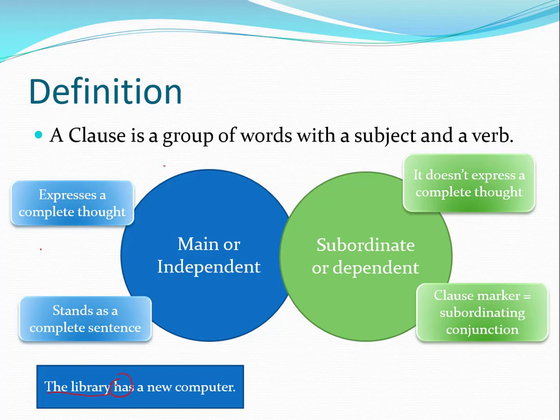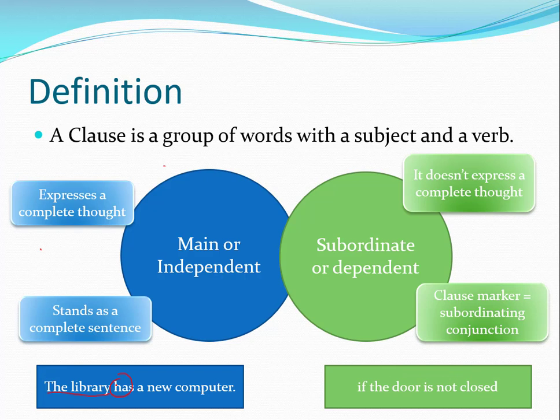All right. The other example is: if the door is not closed. If the door is not closed, well, right after you read it, it feels like it's missing something, right? It does give you that feeling. It's missing a complement, and most of the time, as we're going to see in the next topic, it's because it needs another clause, an independent or main clause.